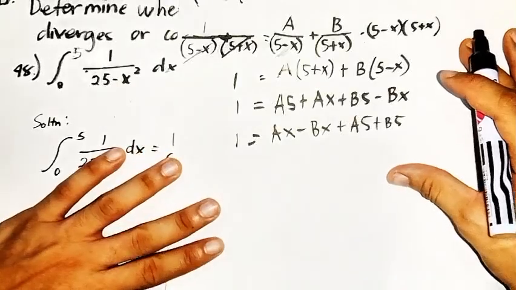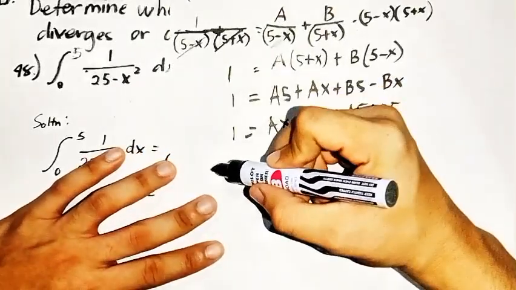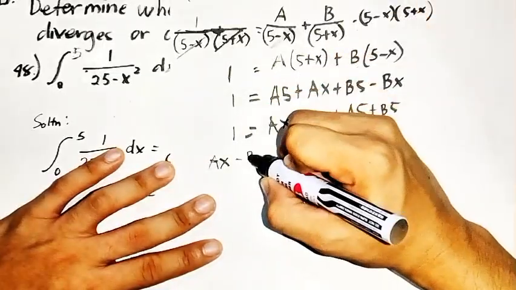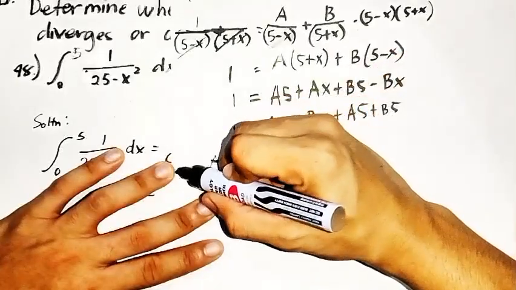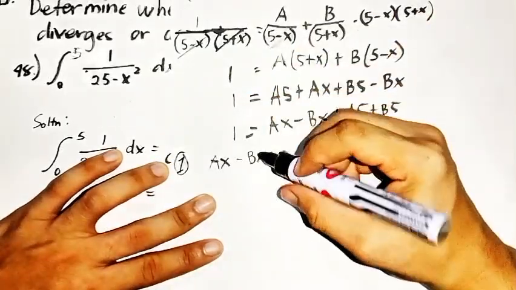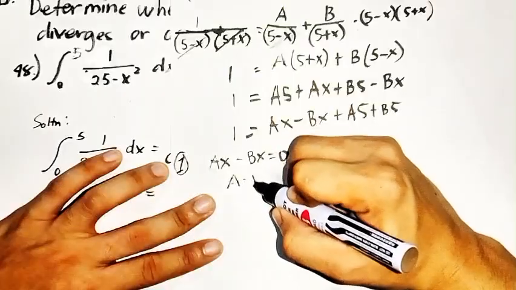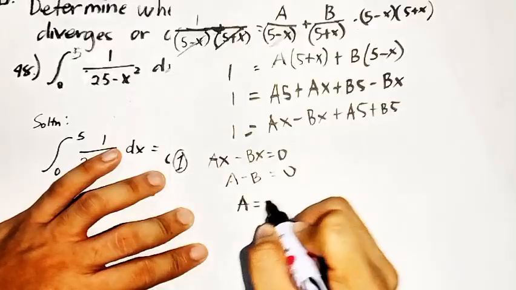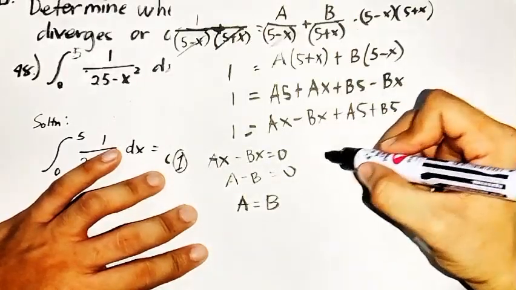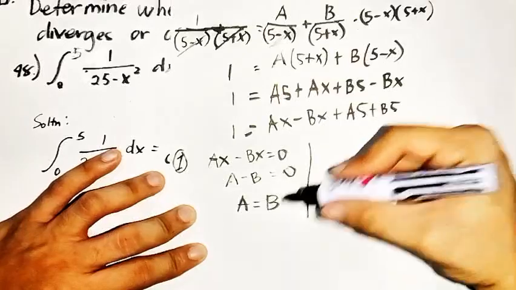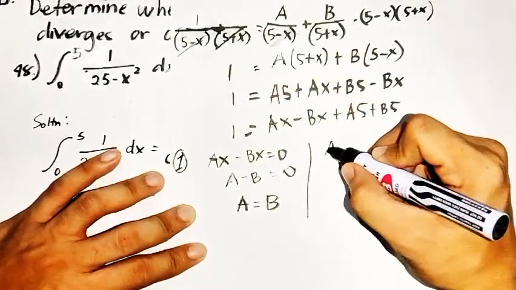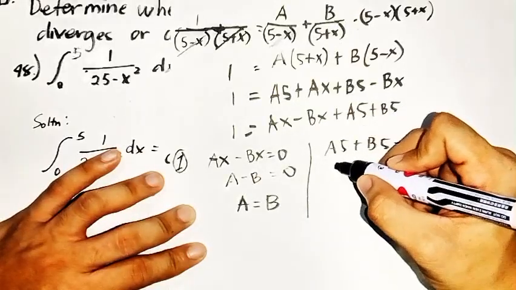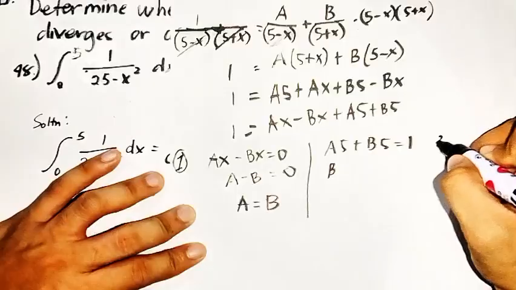So let's find the value of a and b. Let's start with our equation 1, which is ax minus bx is equal to 0. This is our equation 1. So we have a minus b is equal to 0. So therefore our a now is equal to b. And let's substitute this value to our equation 2, which is a5 plus b5 is equal to 1. So a now has become b. So this is our equation 2.